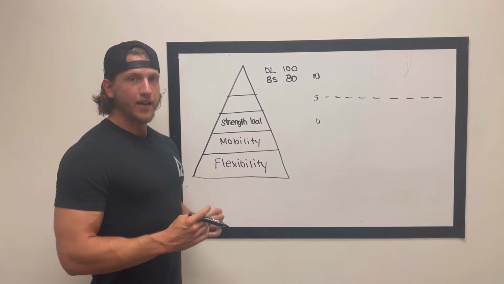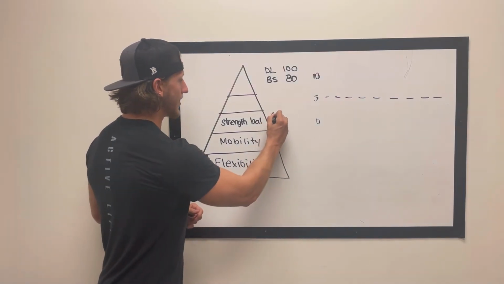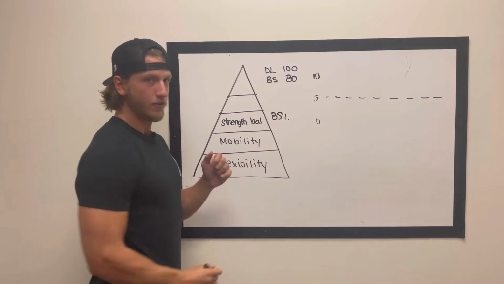After strength balance, if we've got everything there, and it's usually never perfect, but what we're looking for is about 85% of the boxes checked.